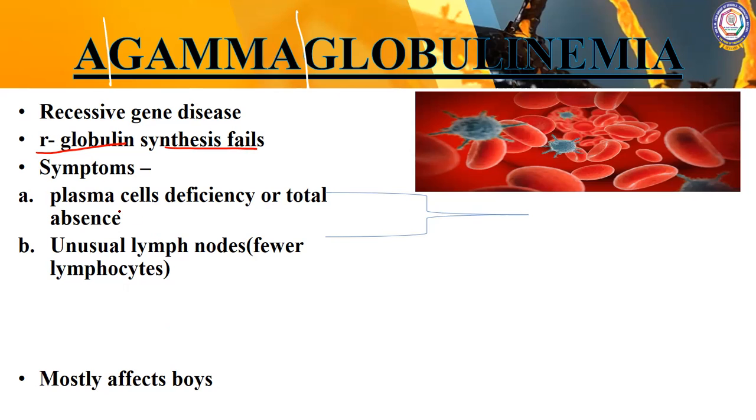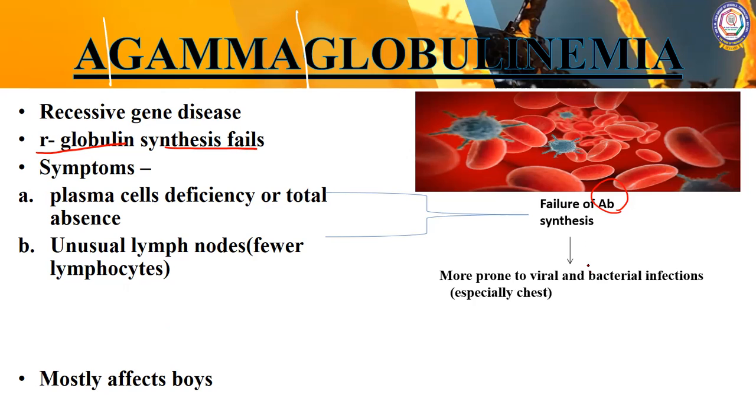The symptoms of this are that the plasma cells will be deficient or sometimes totally absent, and then unusual lymph nodes, which lead to a pathway for more infection. So in this disease, antibody synthesis will be reduced or fail, and the patient is more prone to bacterial and viral infection because the plasma cell was affected. Mostly it affects boys. Agammaglobulinemia.